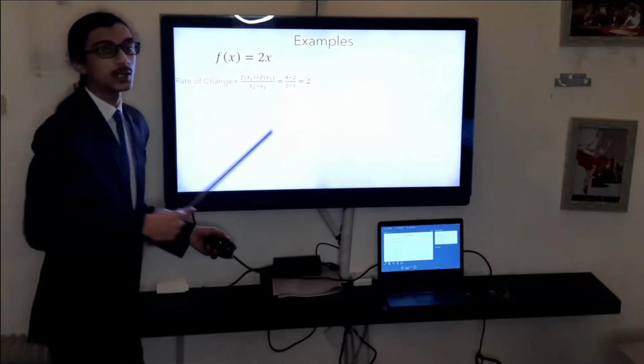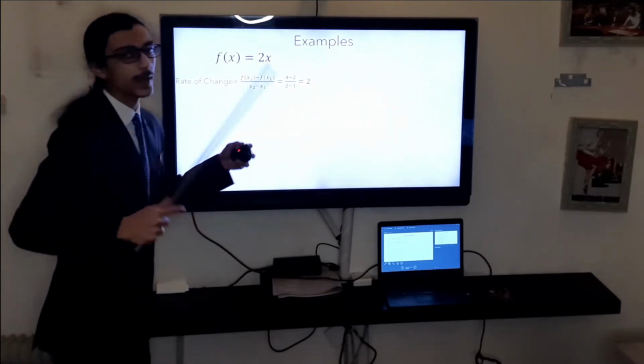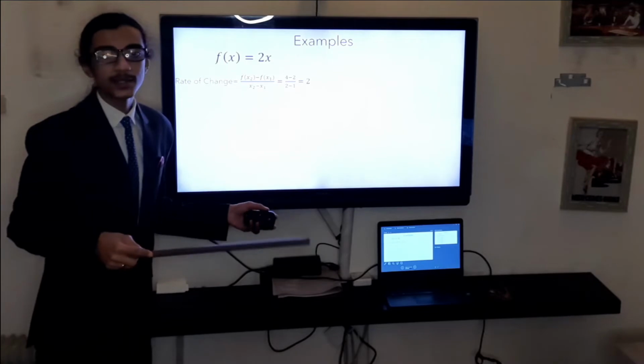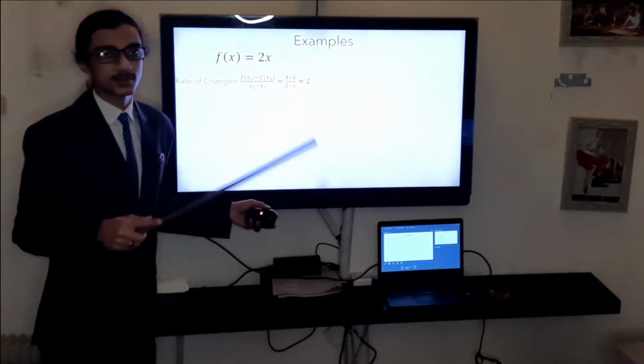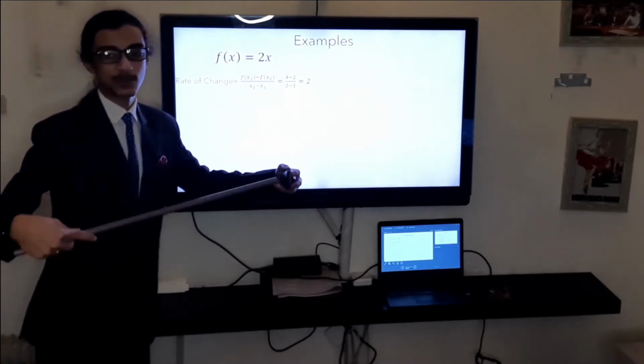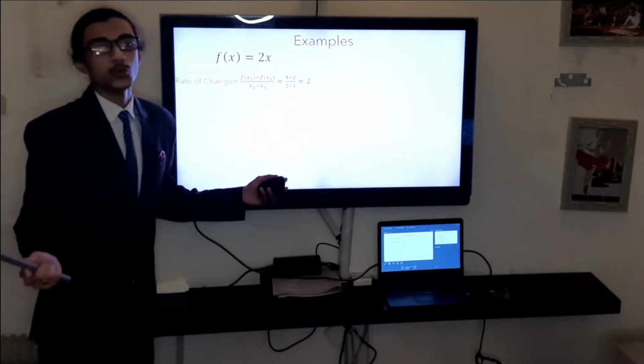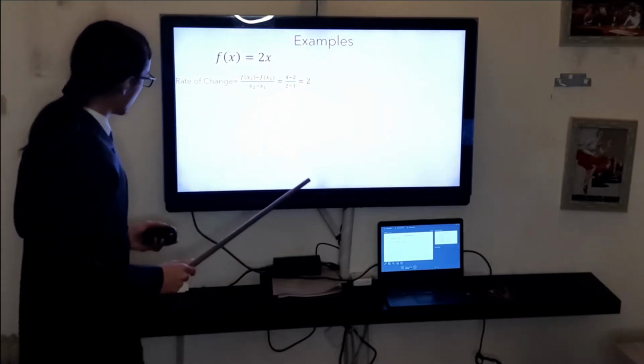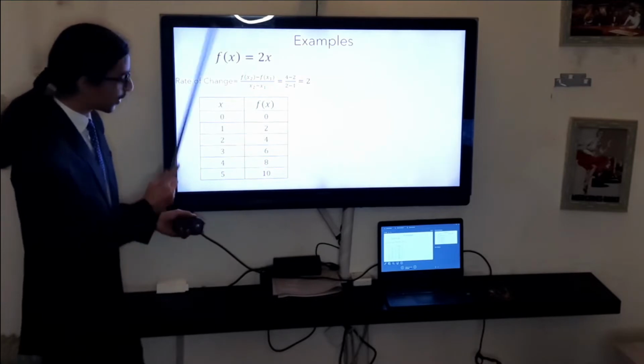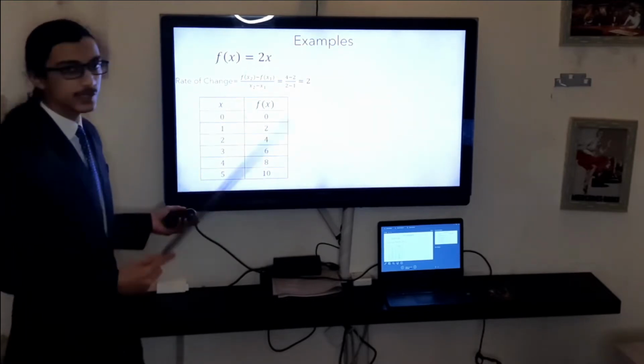This number 2 is telling me that this function is growing at a rate such that 1 increase in x corresponds to an increase of 2 in f of x. For every time I increase x by 1, f of x increases by 2. So 2 units per unit, you could say, right? And when we look at the functions on the table, it makes perfect sense.